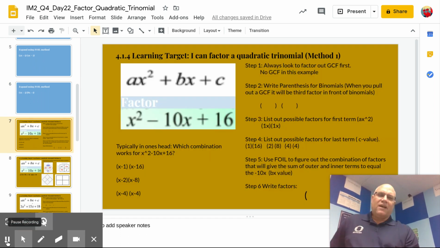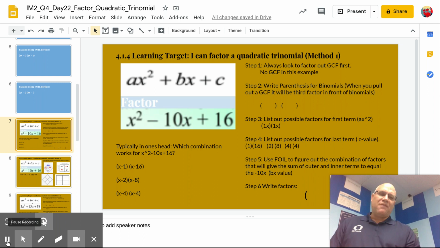I want you to take down the gold notes. And I'm going to give you two methods today. Method one is kind of the big idea where I'd ultimately like you to get to when you're going into IM3. Not necessarily for today. This method is going to be a little bit harder when you're just starting out.